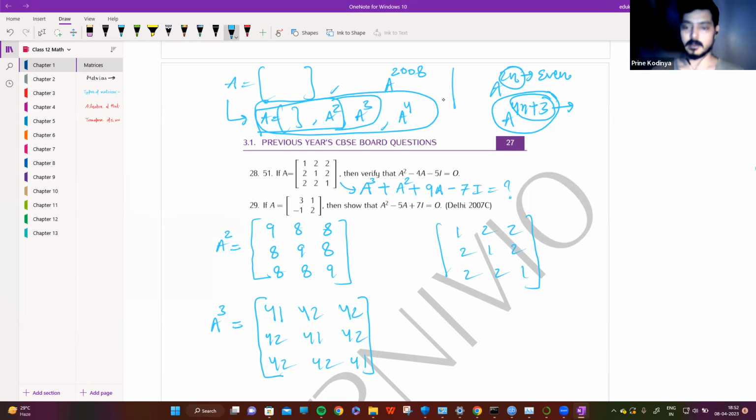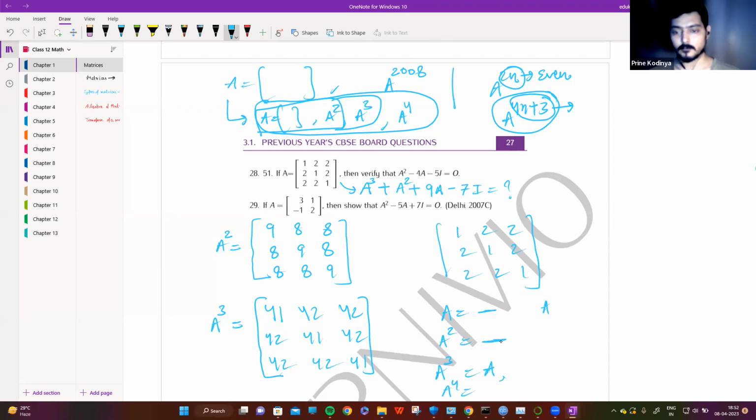So let's say I'll give you one condition. We have this A. Now we find out A square, and then we find out A cube. After finding A square, we see that A cube becomes A again. Now any power of A has to be either an odd power or an even power. So we have A, then we find out A square, which is some other value, then A cube becomes A again. Then A to the power 4 becomes A square again.